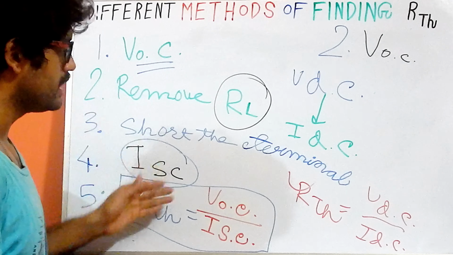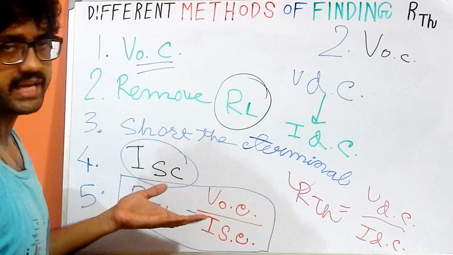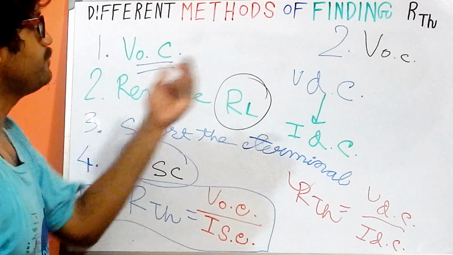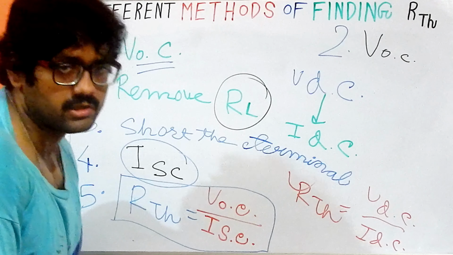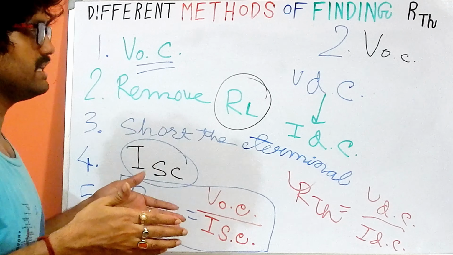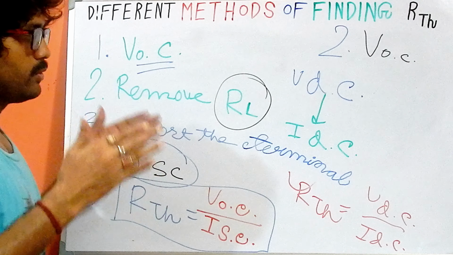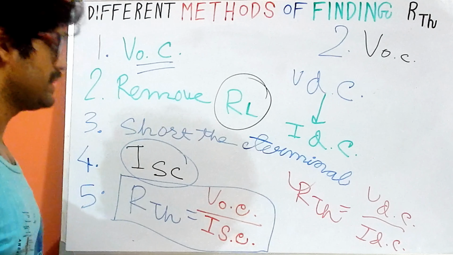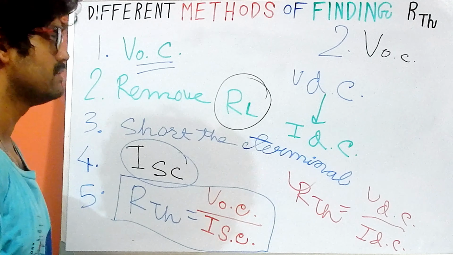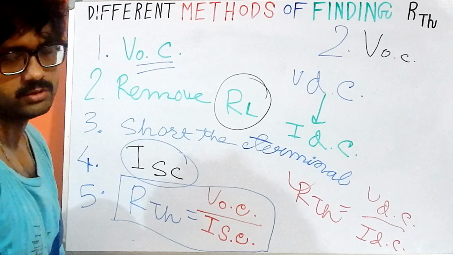I want to remind you of this portion once again. These two procedures are applicable for our dependent voltage or current source, or for any circuit if there is no current or voltage source present. For that condition, we should use this procedure to find out the equivalent resistance for our Thevenin theorem. So I hope you have understood my total analogy.